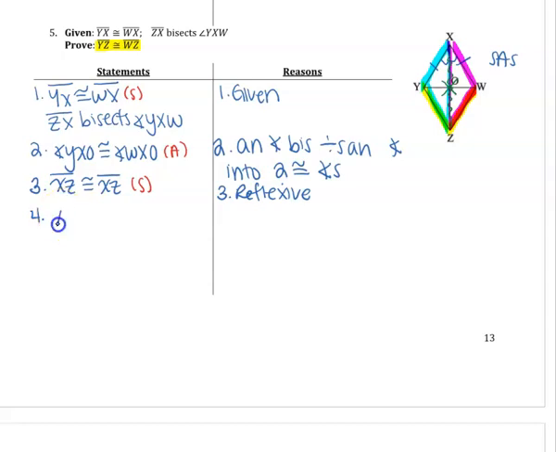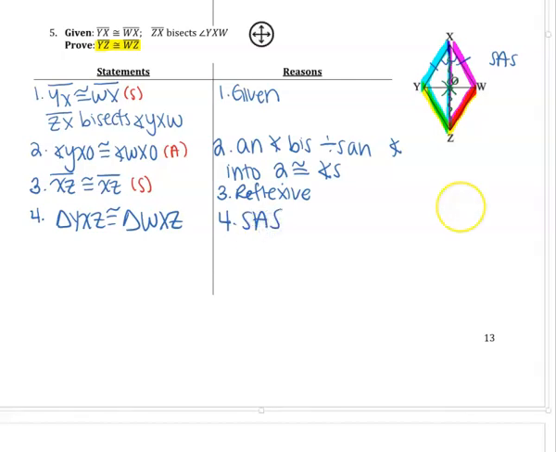Now in the corresponding order, we're going to say triangle YXZ is congruent to triangle WXZ. And that's side angle side. Now again, once I have these triangles congruent, that means their corresponding sides are congruent. So at step 5, I can say YZ is congruent to WZ. Technically it wouldn't have mattered if I flipped it.